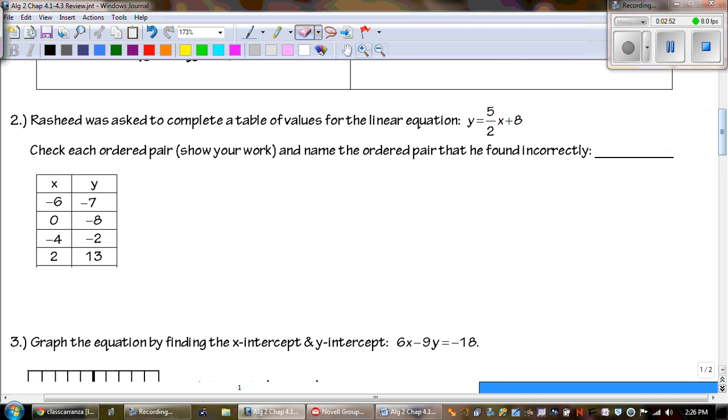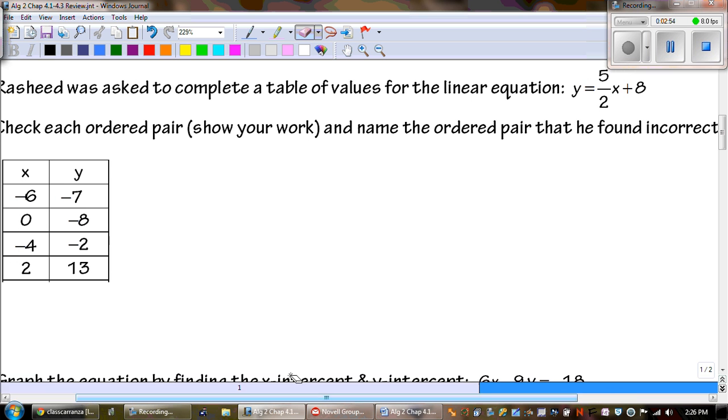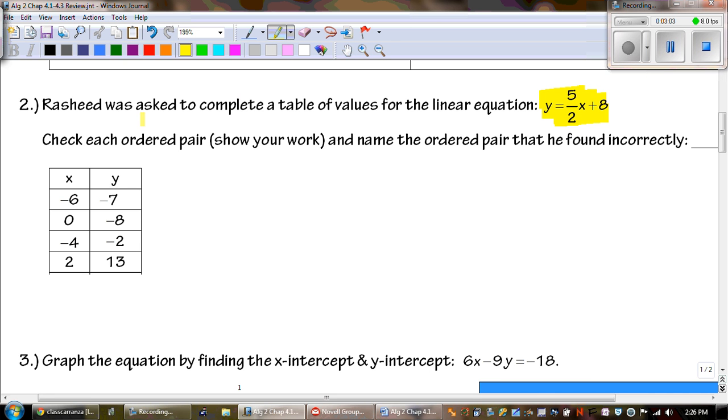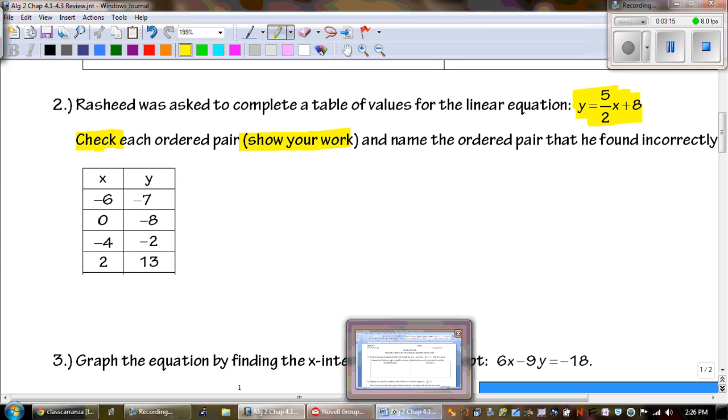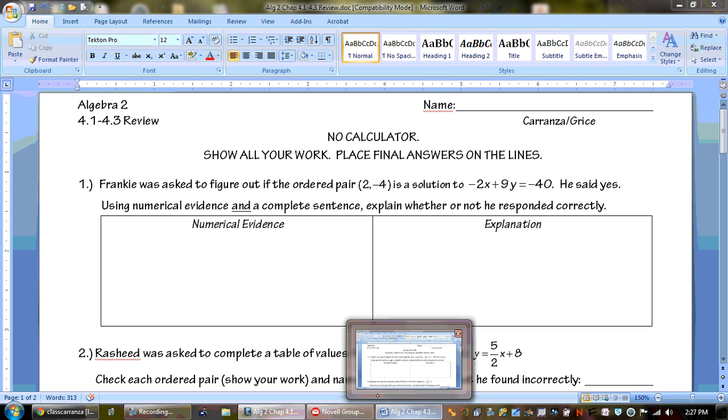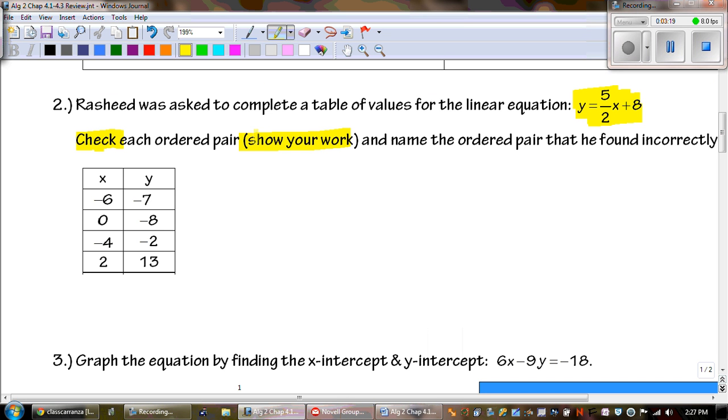Number 2. Rashid was asked to complete a linear table of values for the linear equation y equals 5/2x plus 8. Check each ordered pair, show your work, and name the pair that he found incorrectly. So one of those is wrong. Which one is it? So what that means is we need to check each one of them.